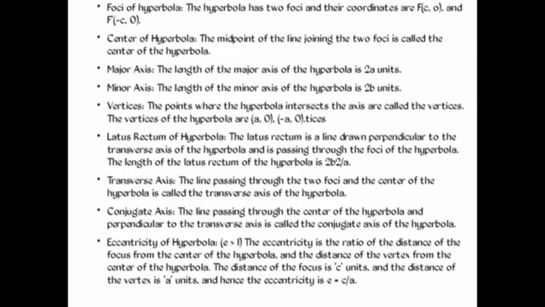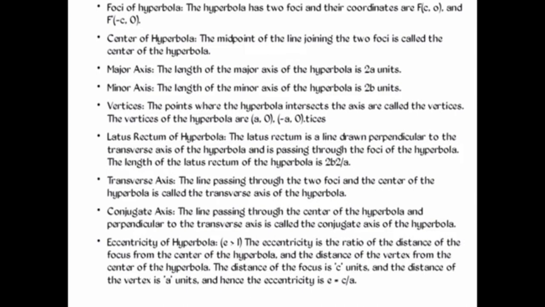So let's talk about the parts of the hyperbola. We have the foci of the hyperbola. The hyperbola has two foci and their coordinates are F (c, 0) and F (negative c, 0). Next, the center of the hyperbola: the midpoint of the line joining the two foci is called the center of the hyperbola.